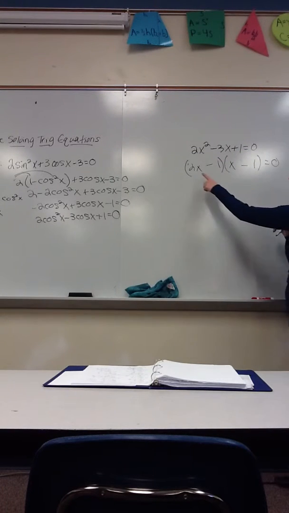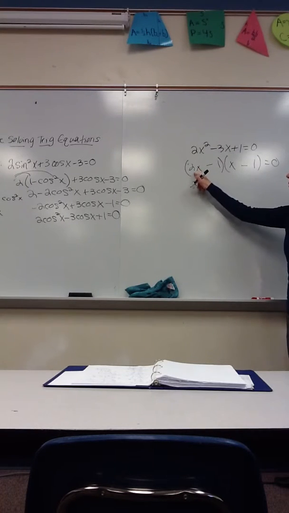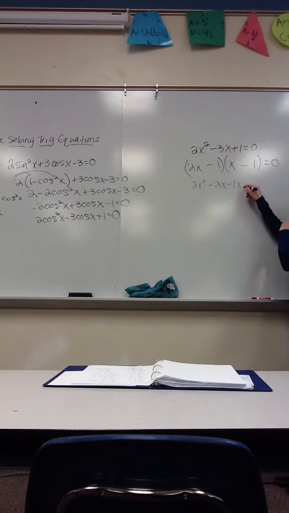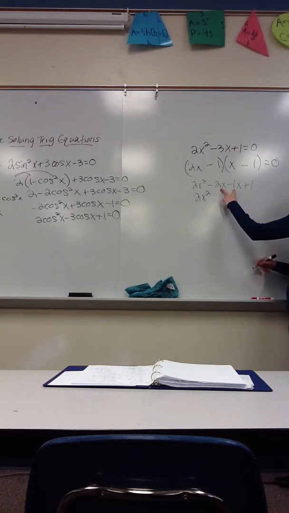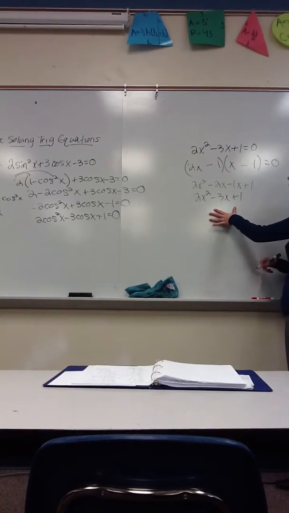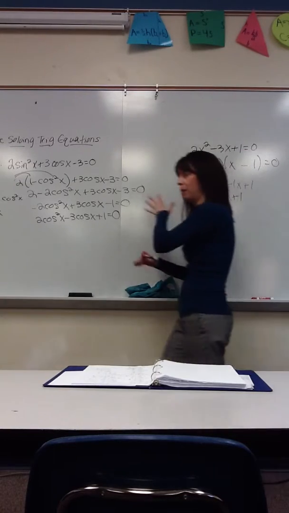So let's just quick make sure that happens. 2x times x is 2x squared. 2x times negative 1 is negative 2x. Negative 1 times x is negative 1x. And negative 1 times negative 1 is positive 1. So when I collect like terms, these two combine to give me negative 3x plus 1, which is exactly what I wanted it to be. So that said, I'm going to factor this.